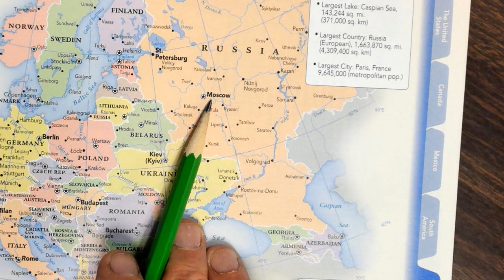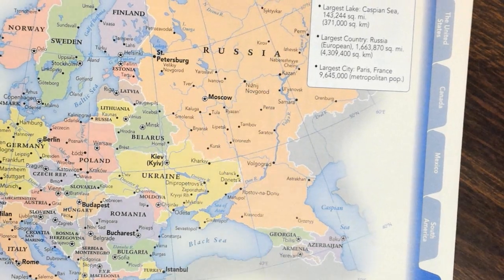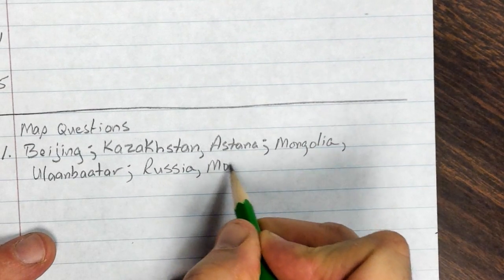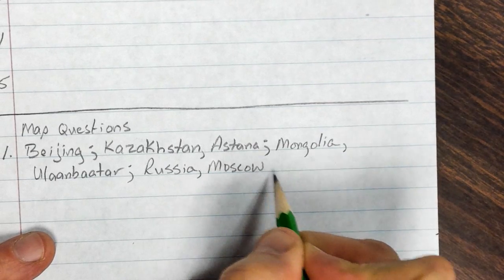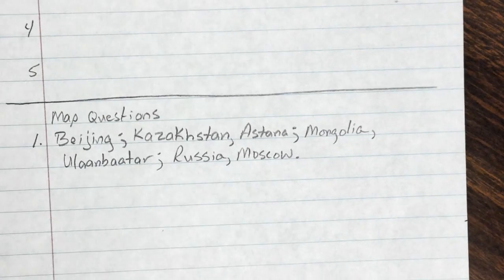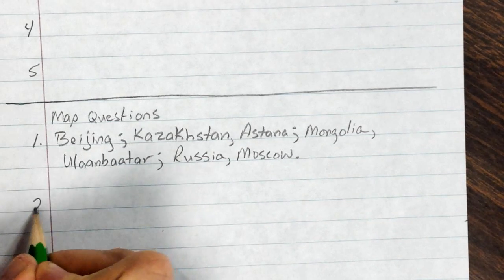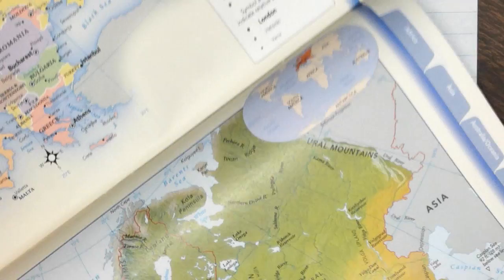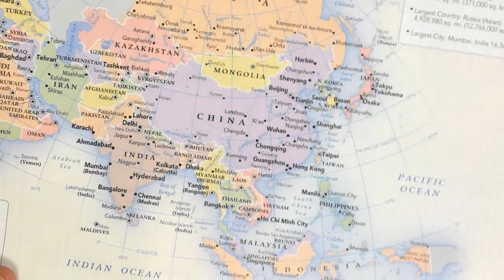And you may have already known that that was Moscow. So, Russia, comma, Moscow, M-O-S-C-O-W. Okay, and that's the end of number one. So we're going to skip a line and put a number two. And we got to go back to page 96, where we started from, before we can answer number two.